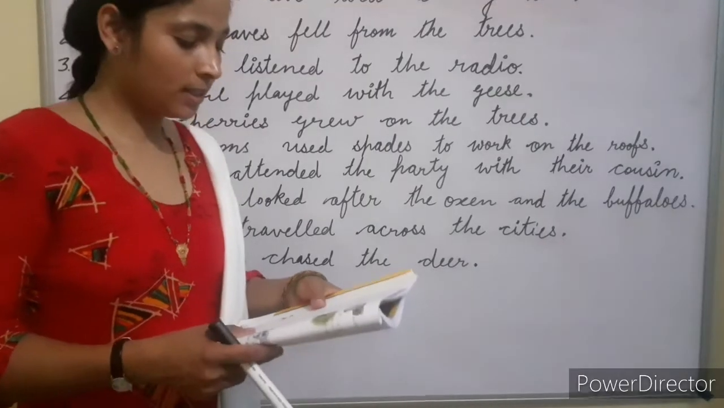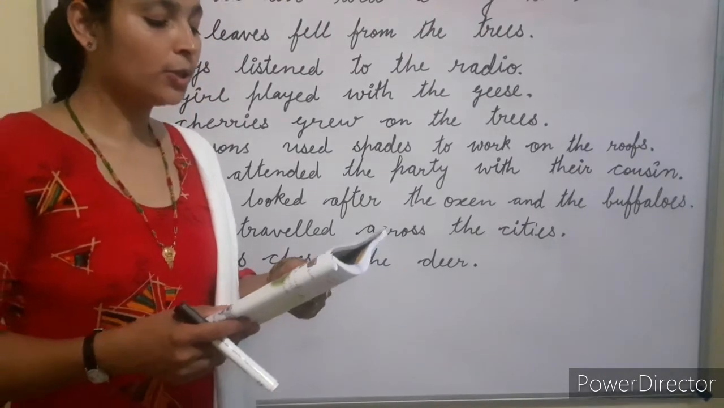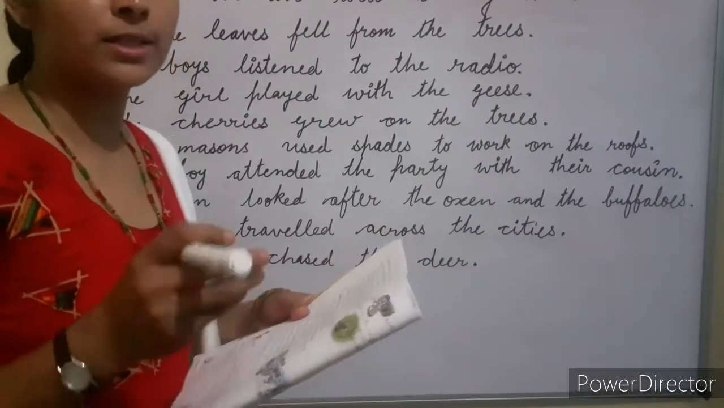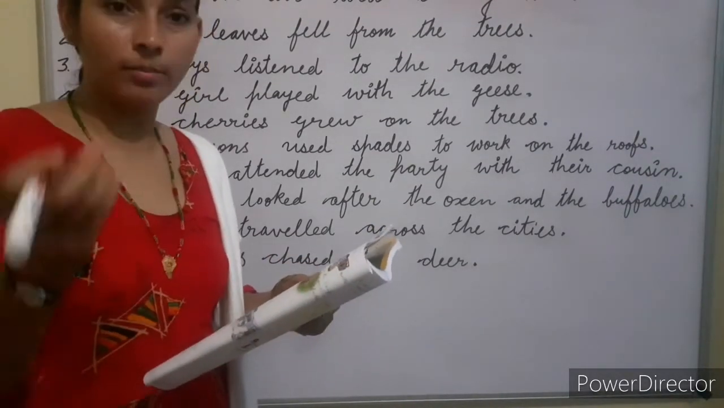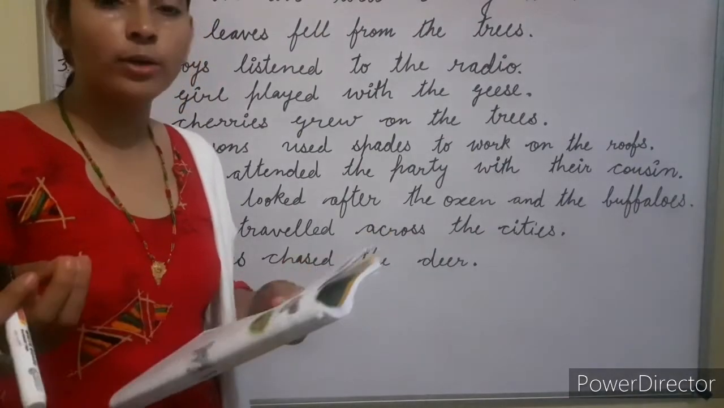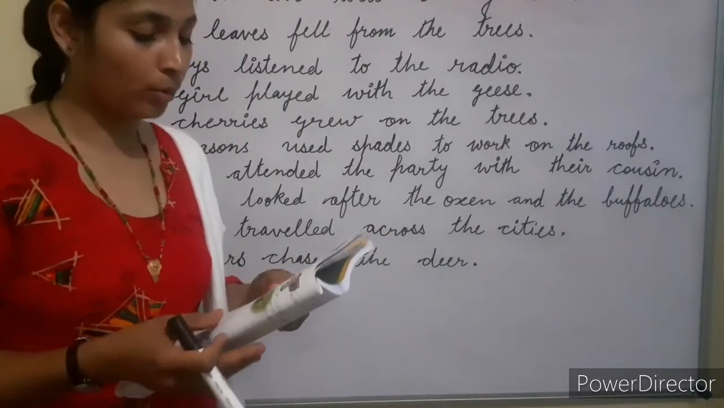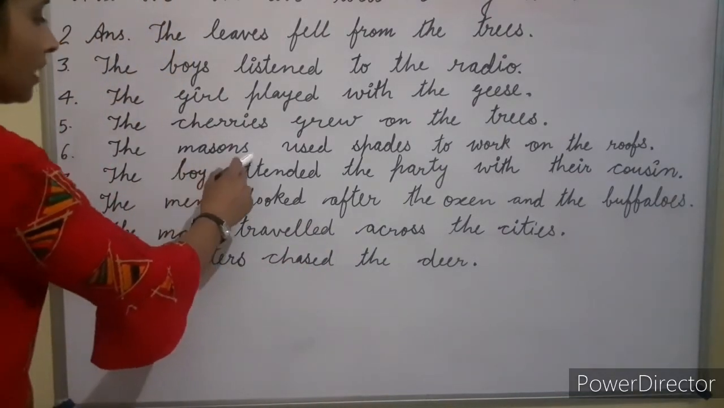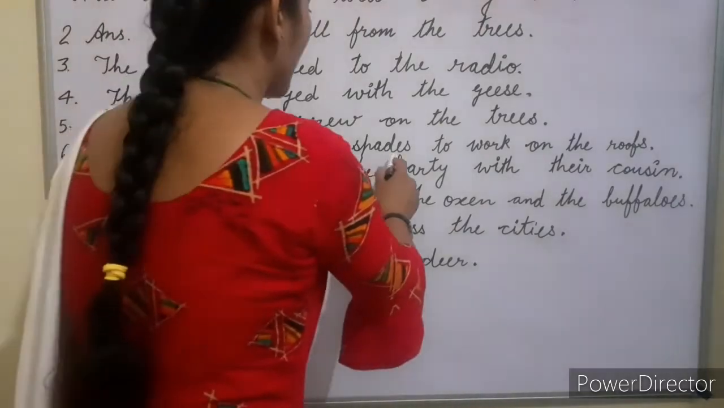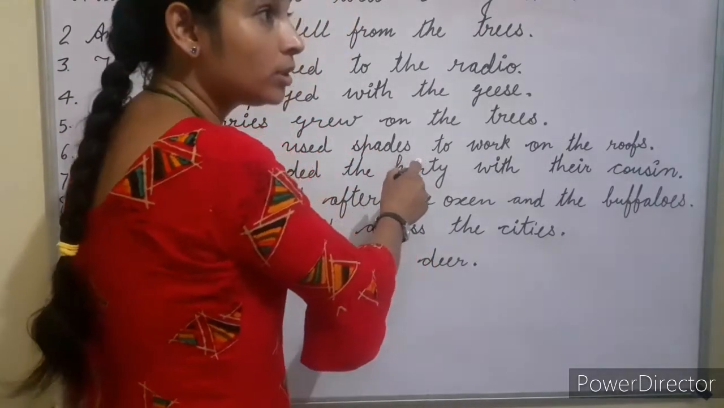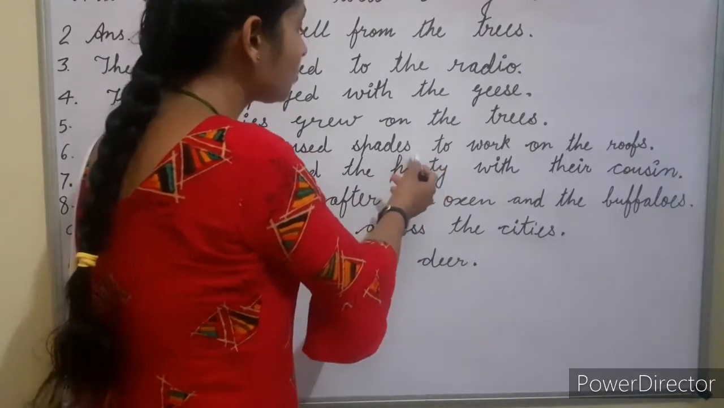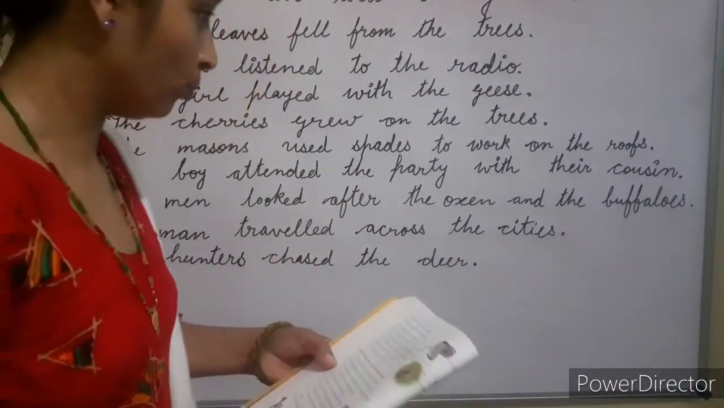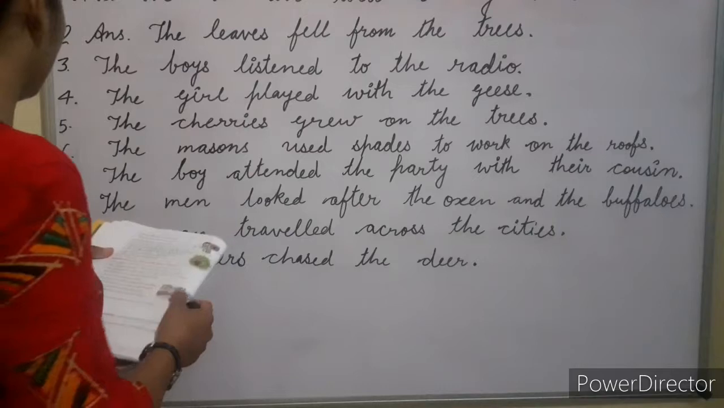Tree plural will be trees. Now sentence 6 is: the mason used a spade to work on the roof. The mason होता है यहाँ पे मिस्त्री, ओके, जो घर बनाते हैं. Spade होता है कुदाल या फावड़ा जिसे आप बोलते हैं. To work on the roof. So here its plural will be the masons. As you will put spade, plural will be spades. To work on the roofs. और यहाँ पे roof का plural क्या आएगा? Roofs.